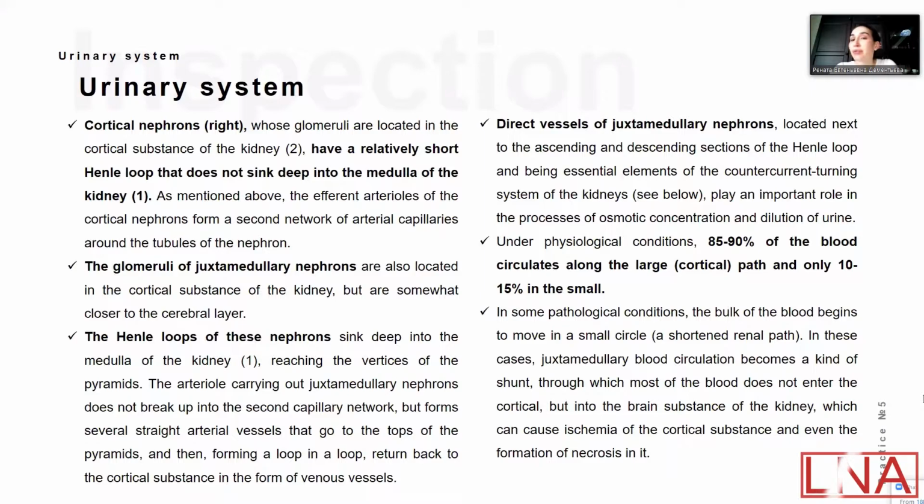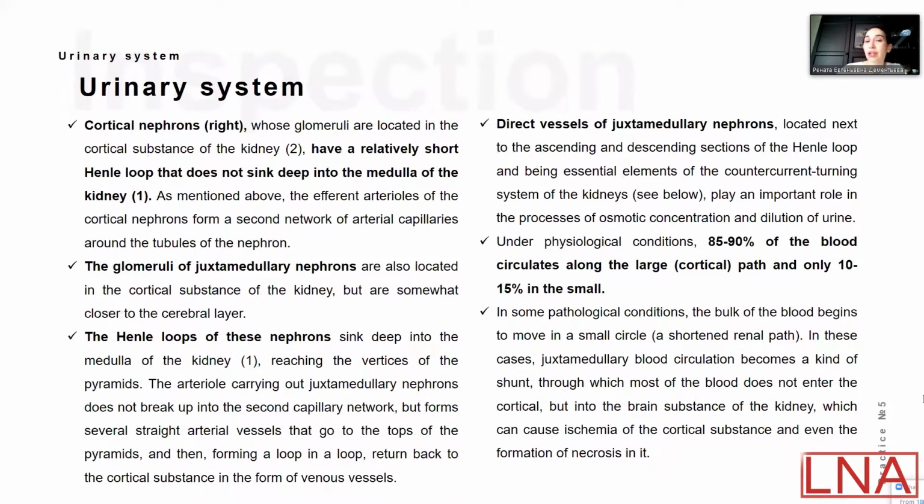Direct vessels of juxtamedullary nephrons are located next to the ascending and descending sections of the loops of Henle, and are essential elements of the countercurrent system of the kidney, playing an important role in the process of osmotic concentration and dilution of the urine, osmotic pressure and osmotic density.